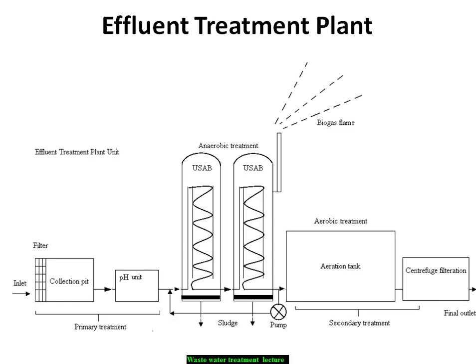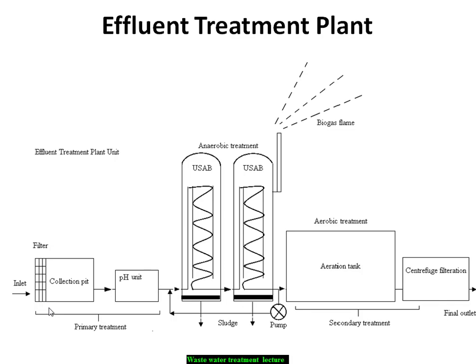So let's start how the ETP, effluent treatment plant, is working. In this figure we will discuss the primary and secondary treatment also. Here you can see this one is an inlet point. Here the effluent enters the first chamber, and this one is the collection unit. Before entering this collection unit, the effluent enters the filter unit. So the filter is indicating the primary treatment.